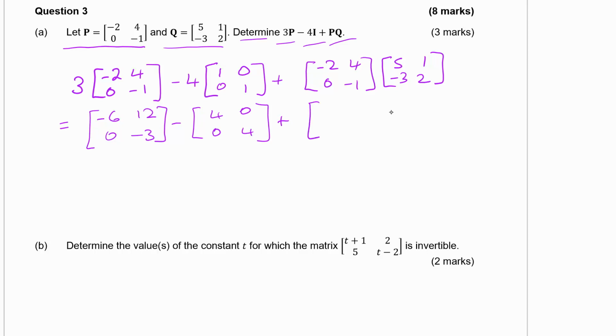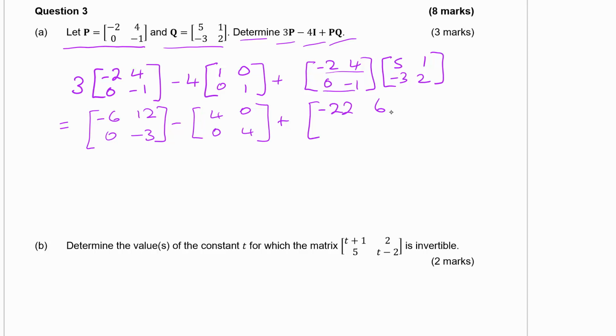So to get top left, we do top times left. So -2 times 5 is -10. Add 4 times -3, which is -12. So that would be -22. Then we do top times right. -2 times 1 is -2. 4 times 2 is 8. If we add those, we get 6.